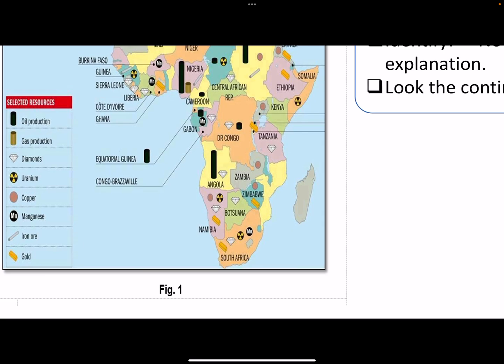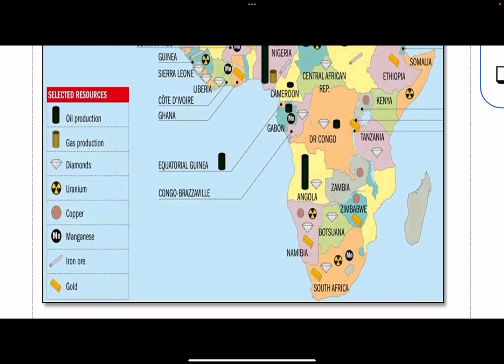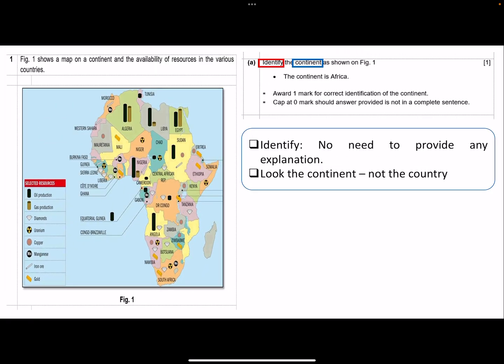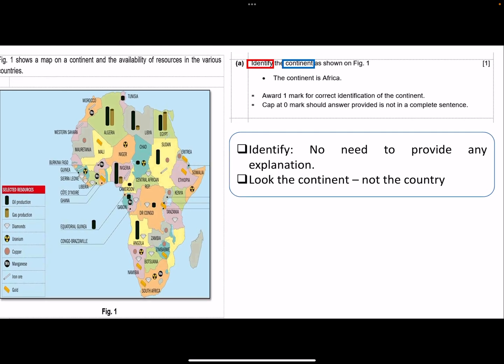If you look at the selected resources, this is the legend area. This tells you what all these symbols mean. Which are the countries that produce oil and gas? You can mine for diamonds there. Which are the ones that produce gold? Which are the ones that produce uranium, the radioactive material that's used for generating nuclear power? So this is your stimulus.